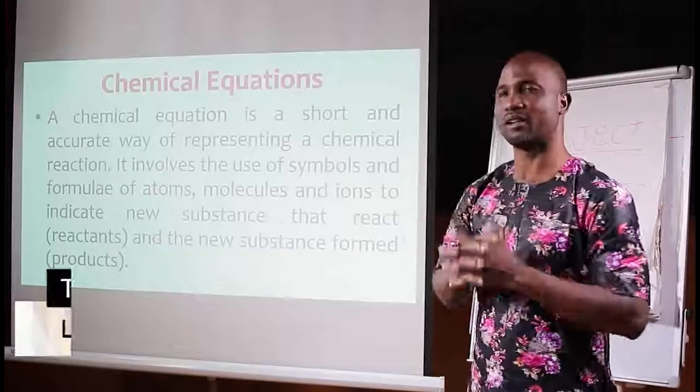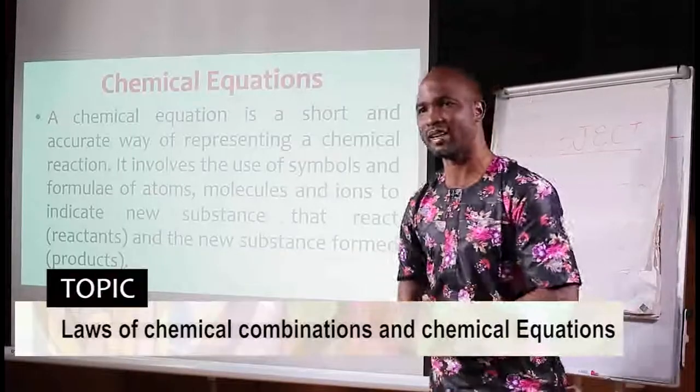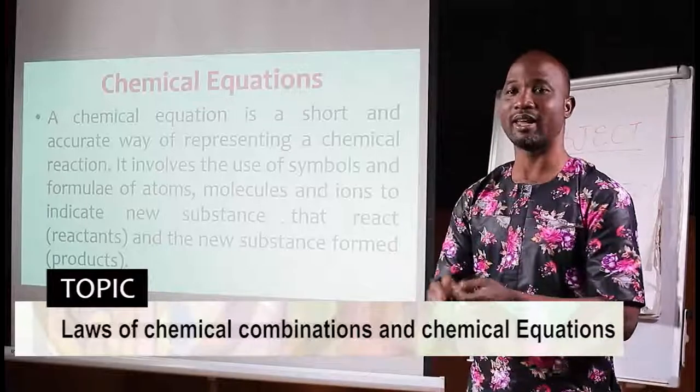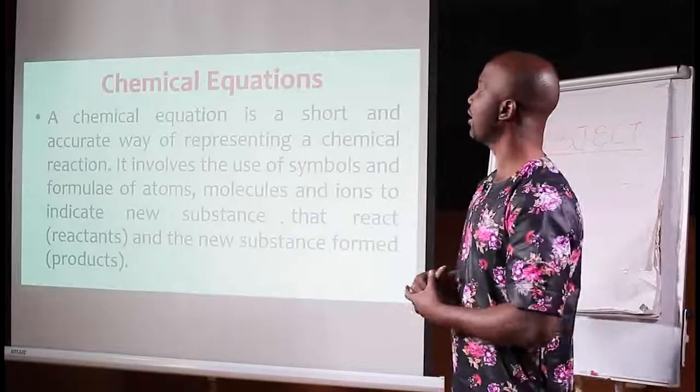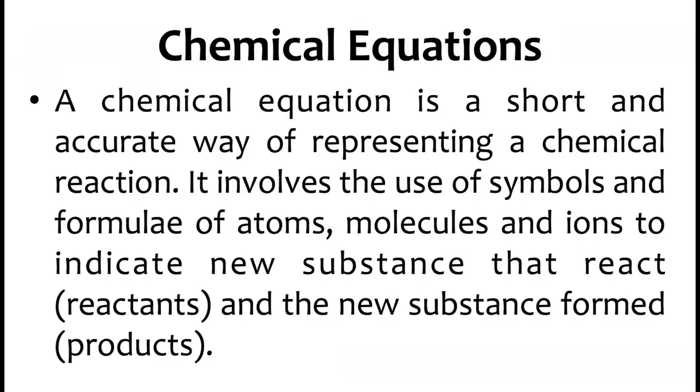My wonderful students, like I said today, my emphasis on the lesson will be on chemical equation. And like I say, chemical equation is the language of chemistry. You find out that a chemical equation is a shorthand, an accurate way of writing a chemical reaction. It involves the use of symbols and formulae of atoms, molecules, and ions to indicate new substances that react, which are called the reactant, and the new substances that are formed, which are called the product.